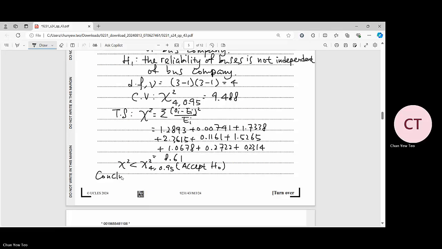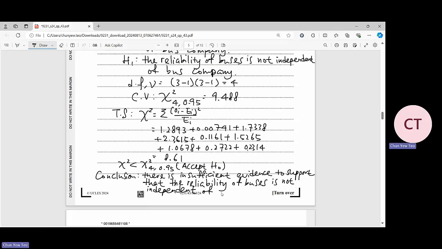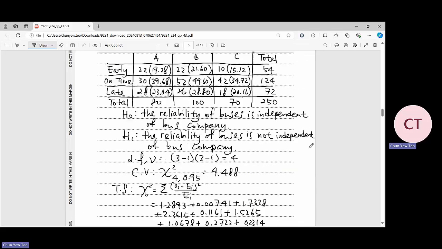So your conclusion: there is insufficient evidence to support that the reliability of buses is not independent of bus company. We just need to copy down the statement that we stated in the null hypothesis and the alternative hypothesis. That's all. This is the answer for question number 3.